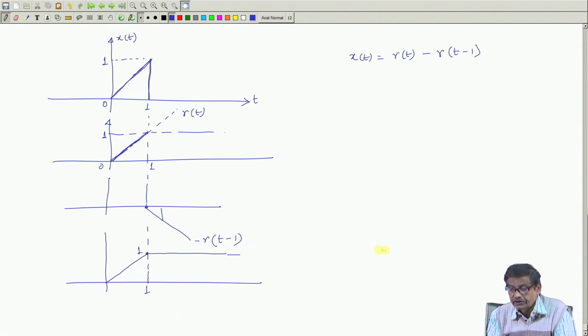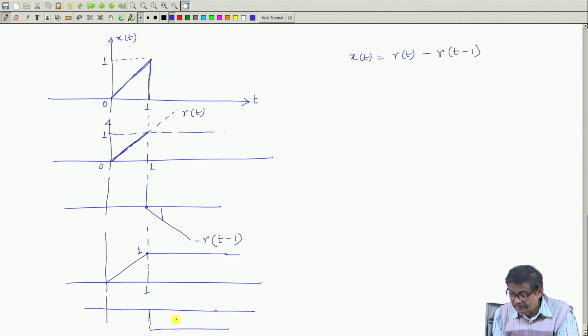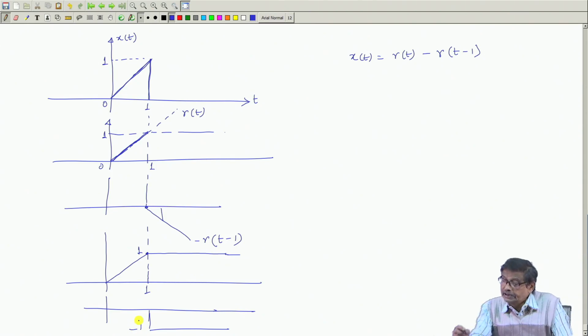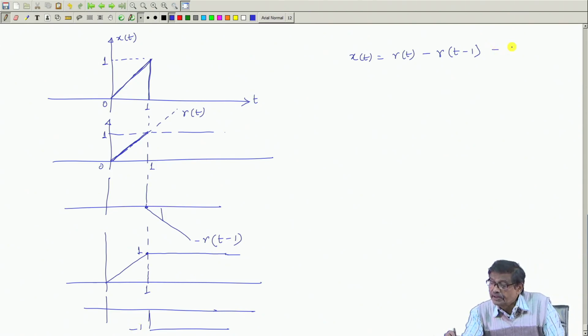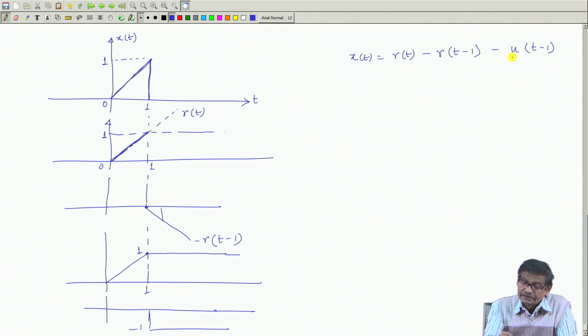So x t equal to r t minus r t minus 1 will be a function like this, which continues, but once again this is not our original function that I want to represent in terms of ramp, unit step function like that. So that I have not yet achieved. What else do I have to do? At t equal to 1 I have to add a negative step so that this portion vanishes, that is minus 1. So this minus u t minus 1 truly represents this pulse.